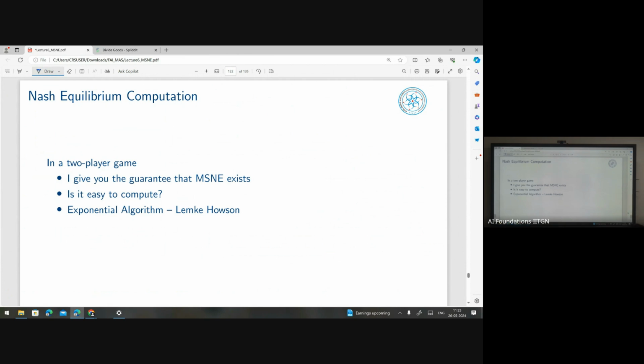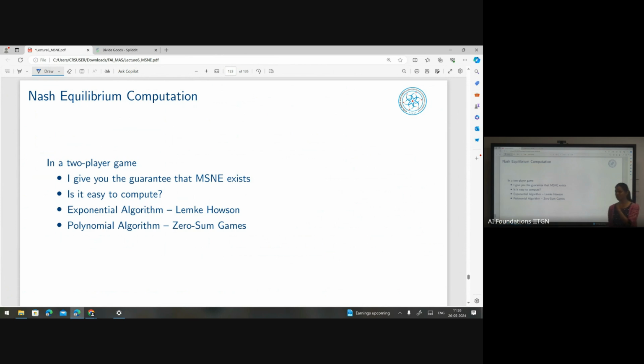It's pretty famous. But there is one positive side to it, and that is if the games are zero-sum. What we have seen is 2-player general games, not zero-sum. But if I guarantee you that I give you a 2-player game and it's a zero-sum game with strict competition, then there is a polynomial time algorithm. We will look at that next.